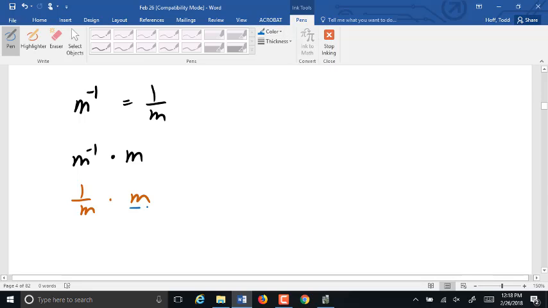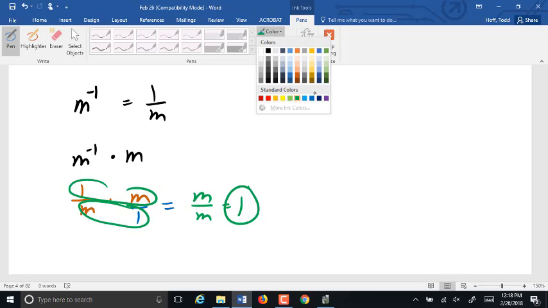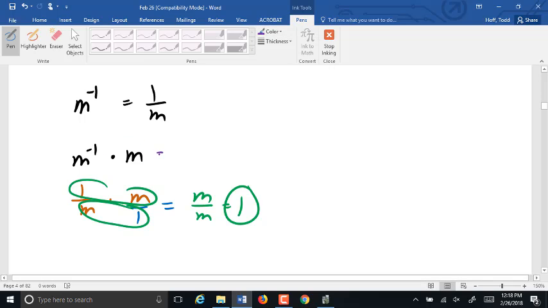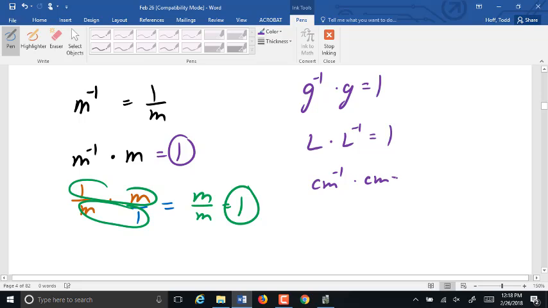And if you use our rules of fractions, 1 over m times m can be thought of as 1 over m times m over 1. And it's a mouthful. Multiply it out, you've got 1 times m is m times 1 is m over m equals 1. So m to the -1 times m is just 1. So if we use some of our metric units, a gram to the -1 times a gram is just 1. Or a liter times a liter to the -1 is just 1. Or centimeter to the -1 times a centimeter, again, just 1.